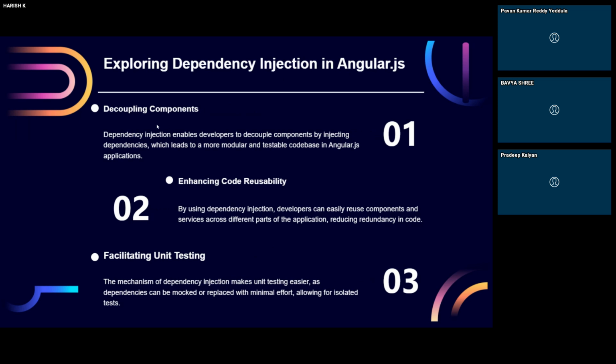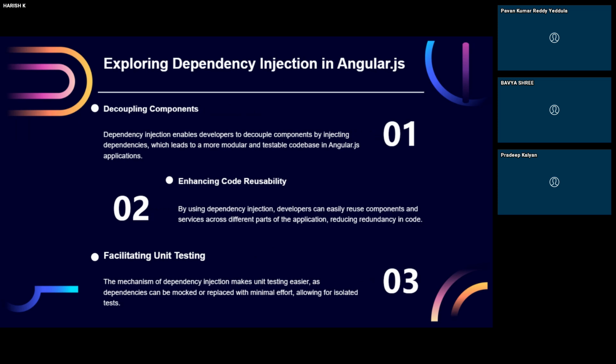So I would like to break this into three components. One is decoupling components and enhancing code reusability, then facilitating unit testing. Decoupling components leads to dependency injection, which makes developers decouple the components and make sure the code is testable.